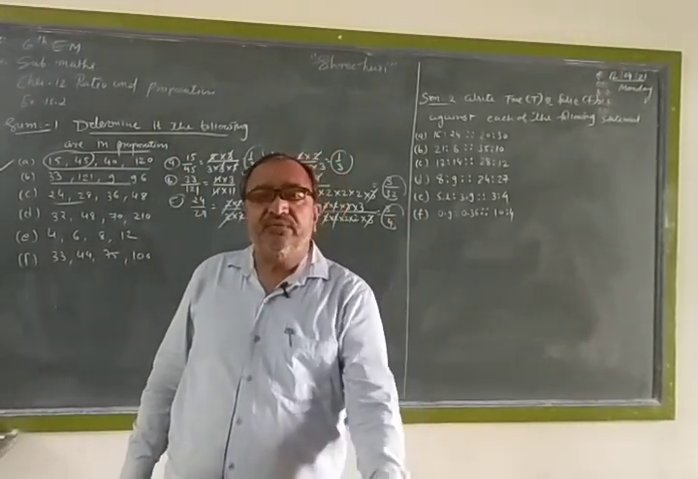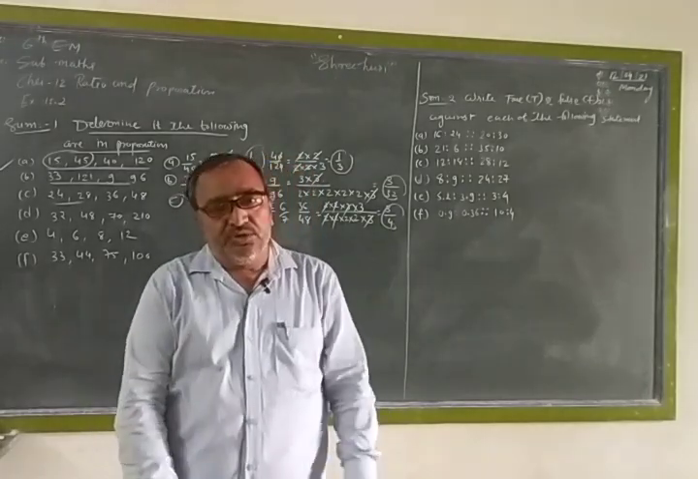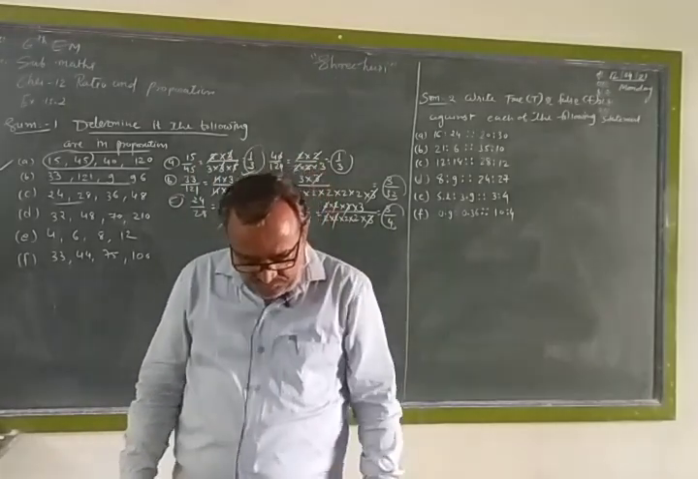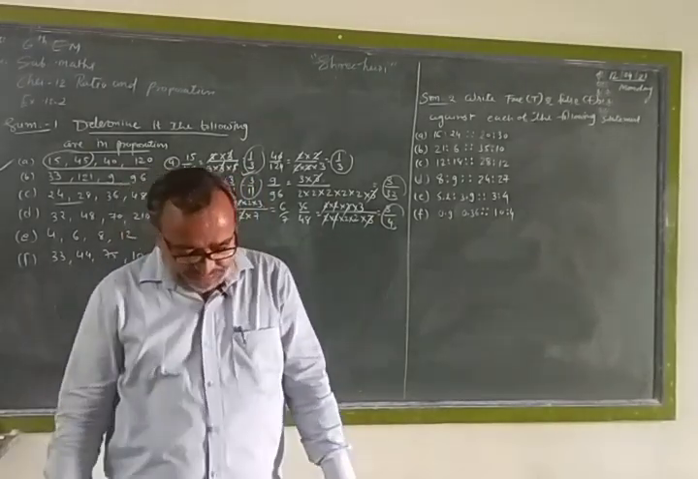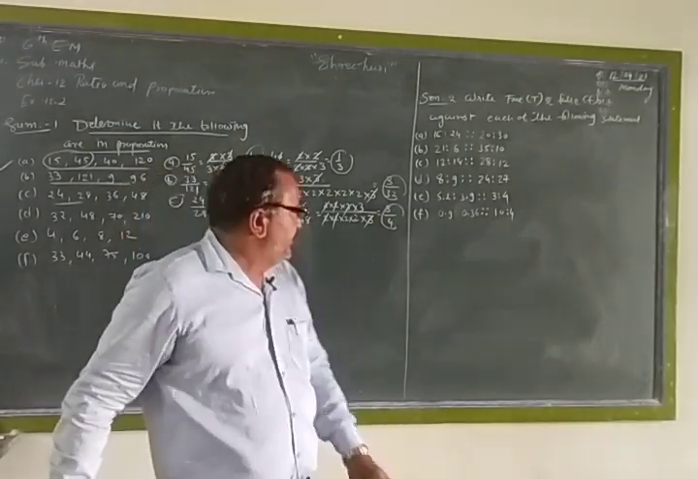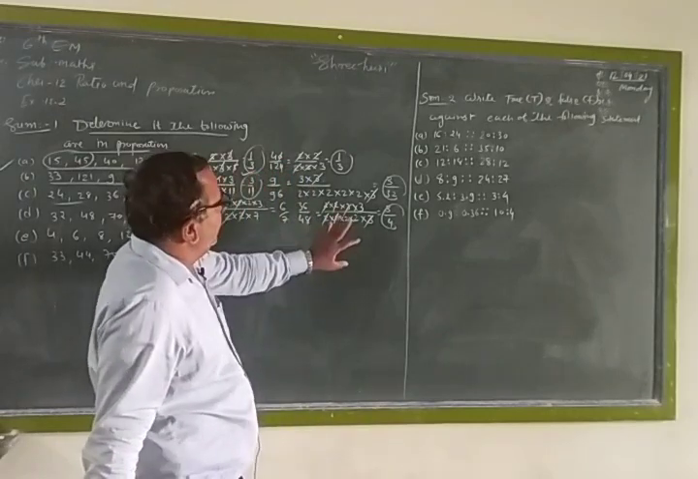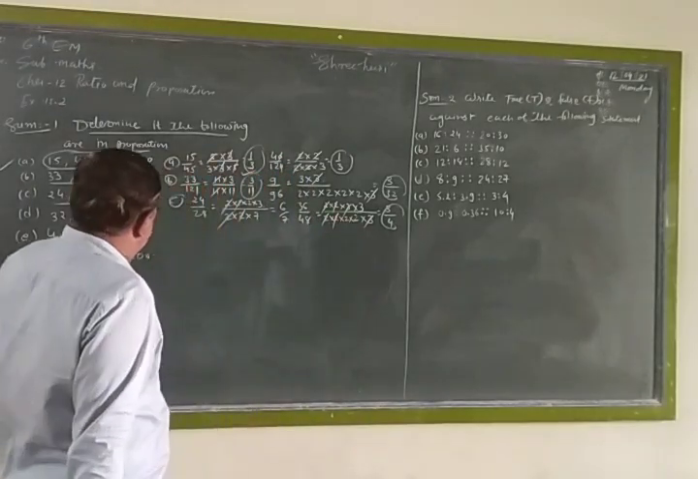So friends, how can we find whether it is in proportion or not? We have to take the prime factors of the numbers, then divide, and then we can decide that this is not in proportion.